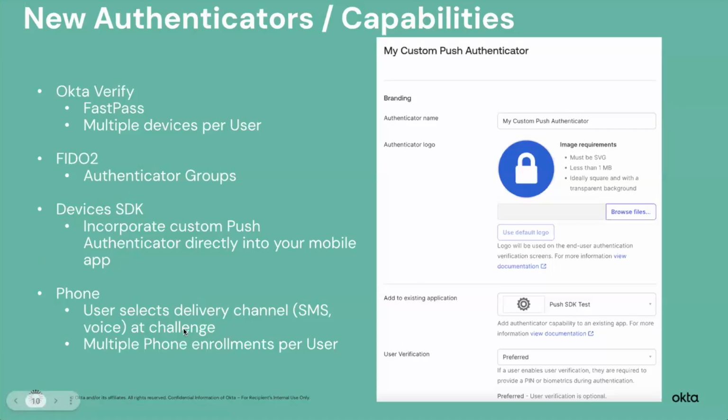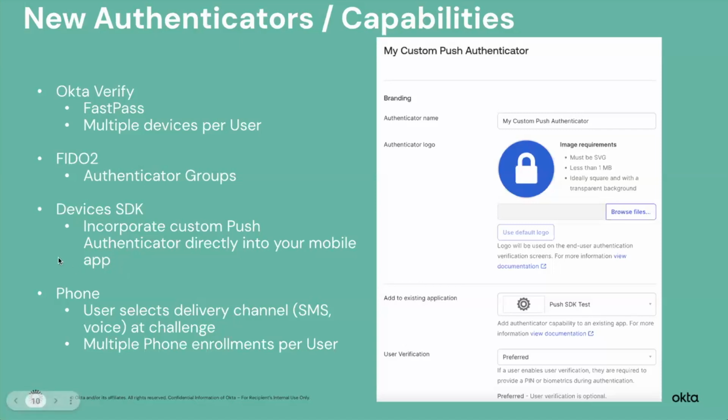Additionally, we have a new devices SDK. So you can use this new SDK to basically incorporate a custom push authenticator into your own mobile applications. So it's essentially like your own homegrown version of Okta Verify Push built into your own mobile applications. And it functions not only as an authenticator, but it also registers the device and captures some native device context for the device that has it enrolled as well. So we'll show you what that looks like in just a bit.